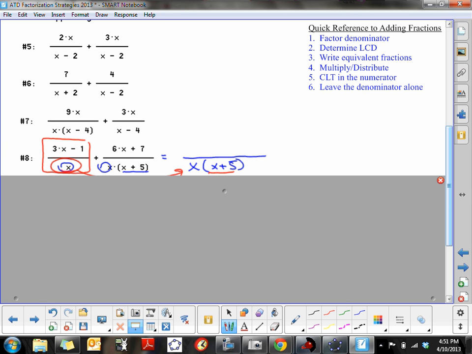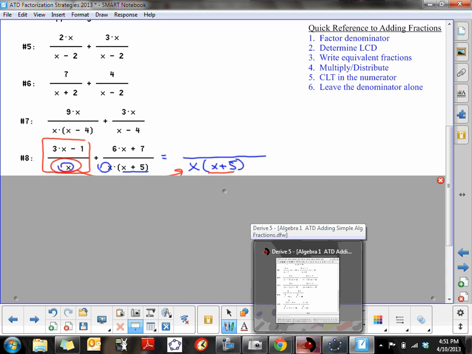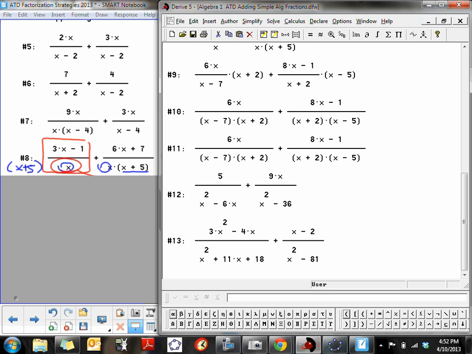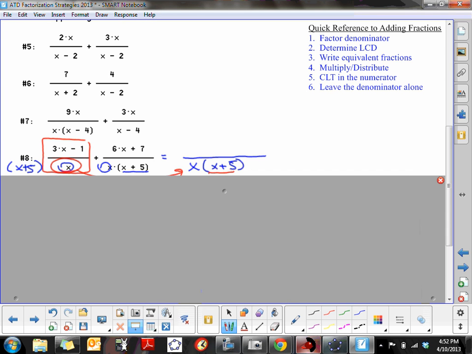So now we've got to create an equivalent fraction by multiplying the top and the bottom of this fraction times x plus 5. I don't need that program open, so let's close it. If I multiply the bottom by x plus 5 and the top by x plus 5, it's really important to start thinking about these fraction bars as grouping symbols, because now you've got a binomial times a binomial. So we have to take x plus 5 times what was already in the numerator, 3x minus 1, and distribute that.